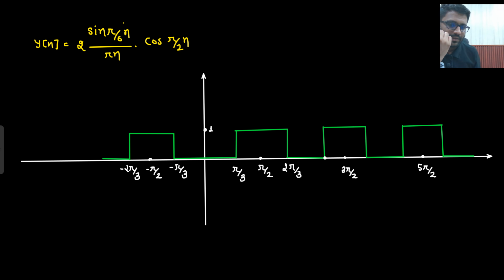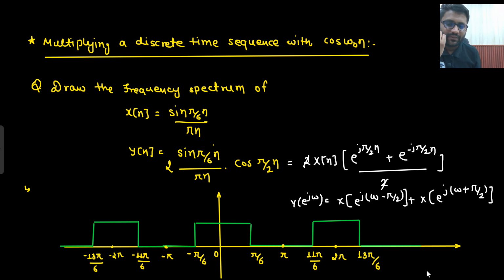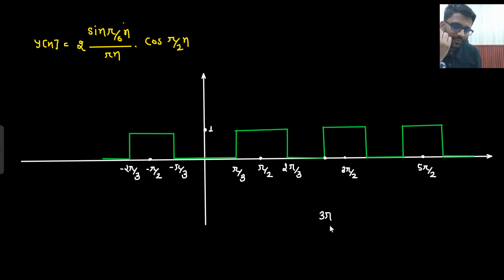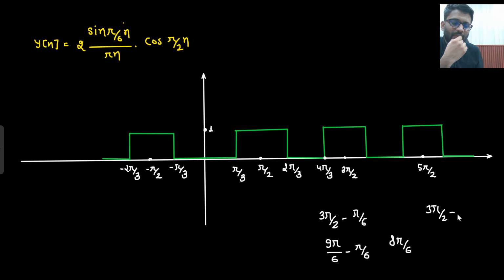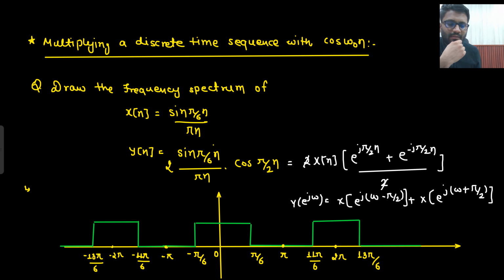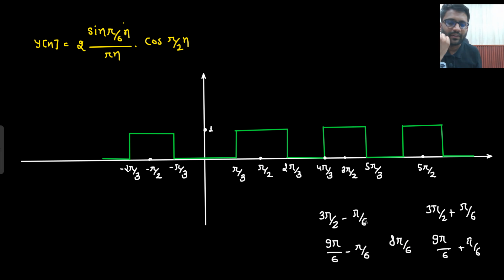So here what you are getting is 3 pi by 2. Basically, what is the width? 3 pi by 2 minus pi by 6 is 9 pi by 6 minus pi by 6, 8 pi by 6, that is 4 pi by 3. And 3 pi by 2 plus pi by 6 is 9 pi by 6 plus pi by 6, 10 divided by 6, so 5 pi by 3, right? The width is actually pi by 3 only, so very easily I can find it out.